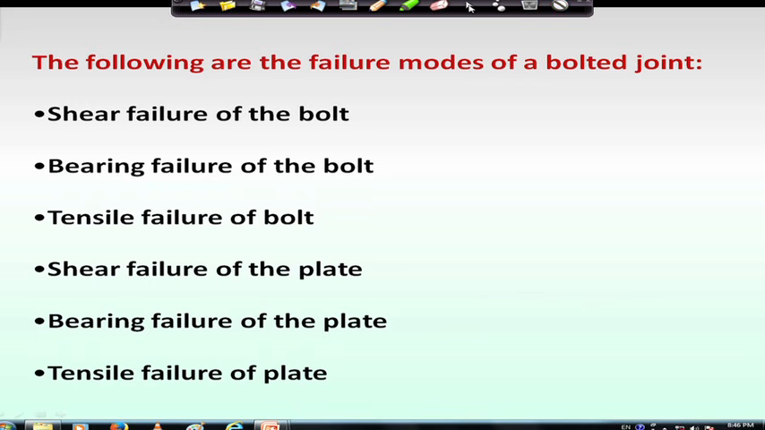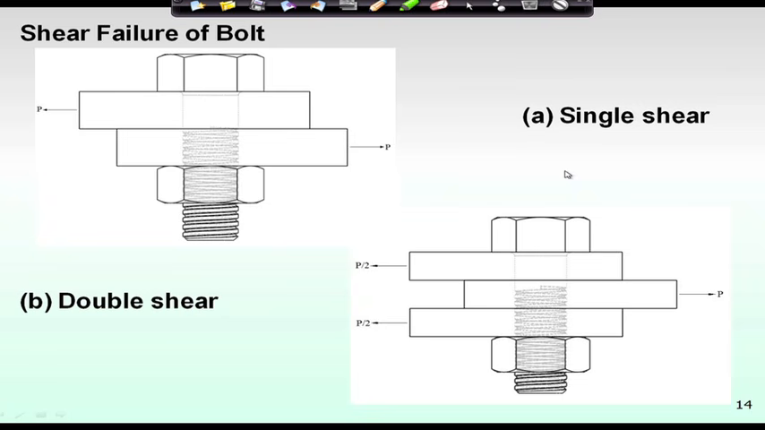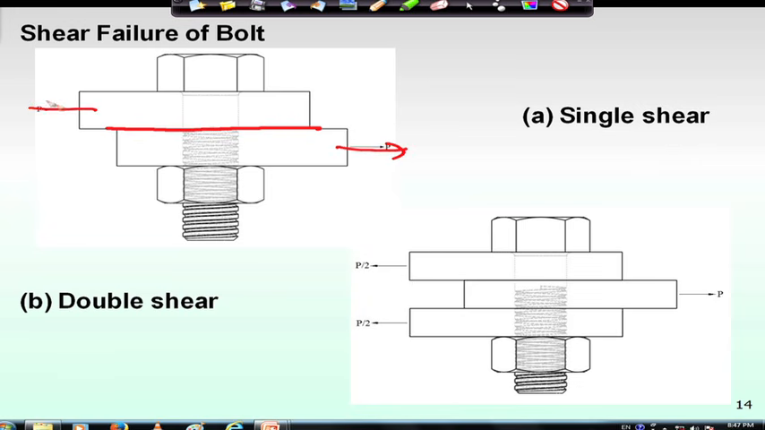First let us come to the failure which is called shear failure. So, this is shear failure for different cases, with single shear and double shear. Now, for single shear, that means only one shear plane is there between two plates. That is why it is called single shear failure. So, the failure may occur due to shear of the bolt at this point.